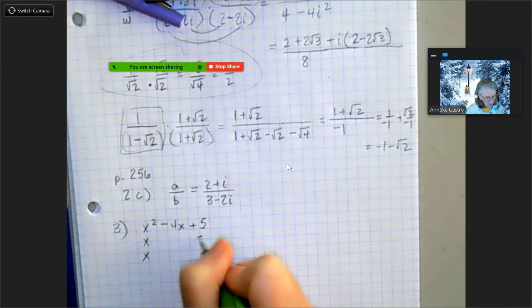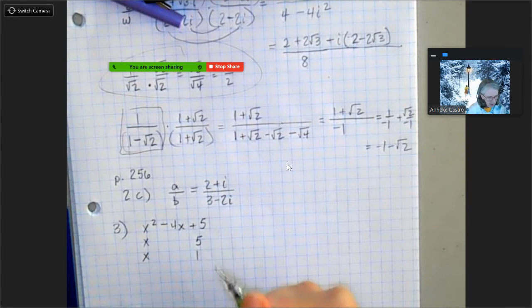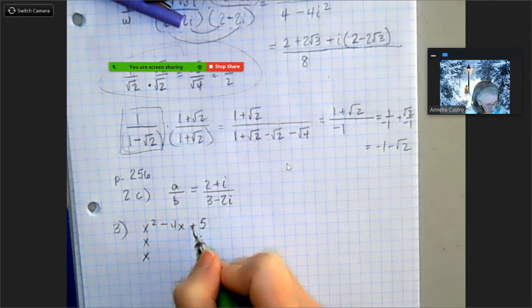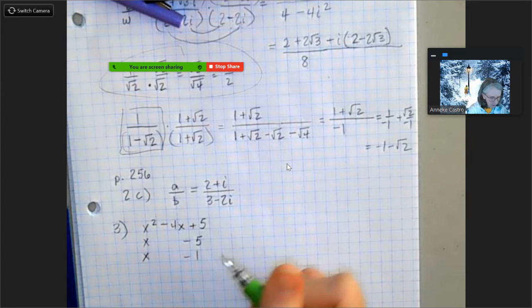And to get 5, I have to have 5 times 1. And then I need to figure out, well, pluses or minuses. Well, to get a plus here, these either would both have to be minuses, or they'd both have to be pluses.